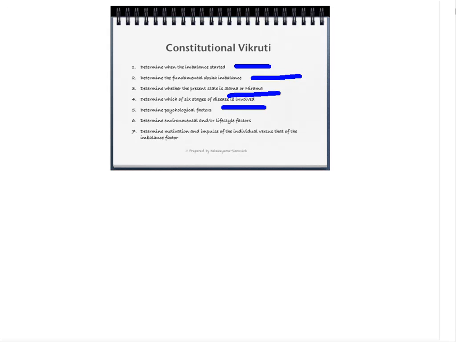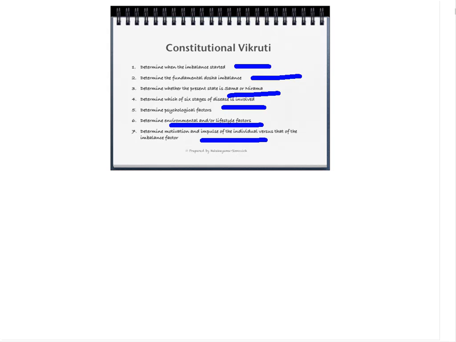Determine environmental and lifestyle factors. Determine motivation and impulse. This motivation thing is something I've seen in students, because we have yoga therapy, nutrition, herbs, pranayama, jyotish, so many protocols and daily regimens that we can give, that sometimes we go overboard and want to give everything. But what will happen if you give everything to your client? They're probably going to run away because it's too much.